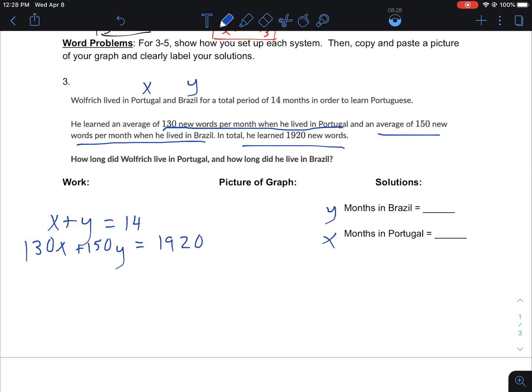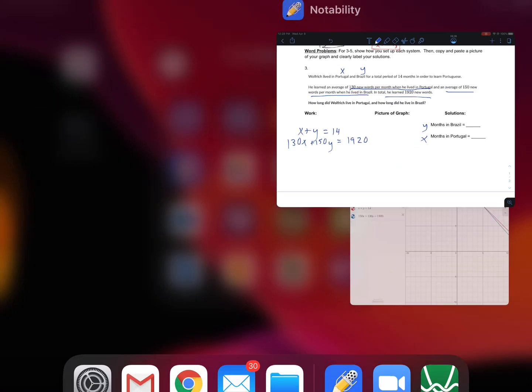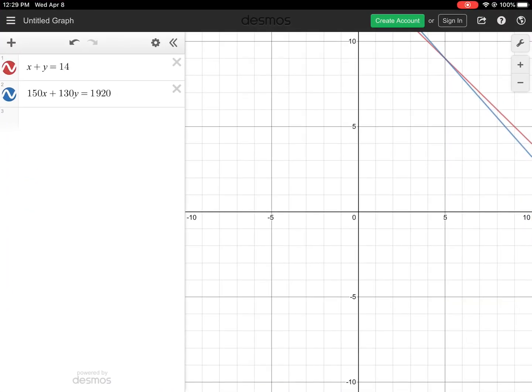So this could be solved using the methods we talked about before, elimination or substitution. But the quickest way is probably to go graph these. So we would go graph these and look for the point of intersection. And again, I'd recommend Desmos. It's quicker and easier to use than your graphing calculators in this case, if you have one.